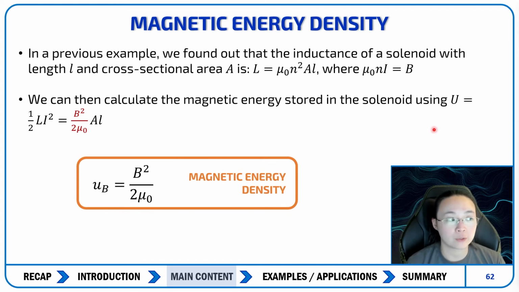So in terms of magnetic energy density, in a previous example, we found out that the inductance of a solenoid with a length L and cross-sectional area A is L equals mu naught n squared AL, where mu naught Ni is equal to B. We can then calculate the magnetic energy stored in the solenoid using this equation that we had before, U equals 1/2 Li squared, and we can replace L with this. So we end up with an equation that gives us the magnetic energy density, UB is equal to B squared over 2 mu naught.